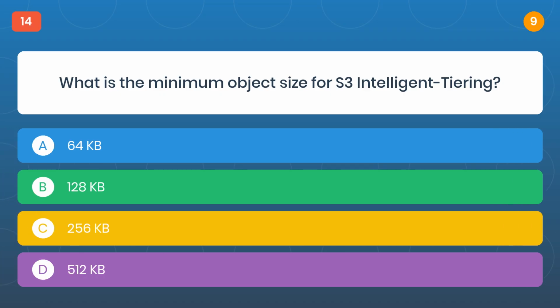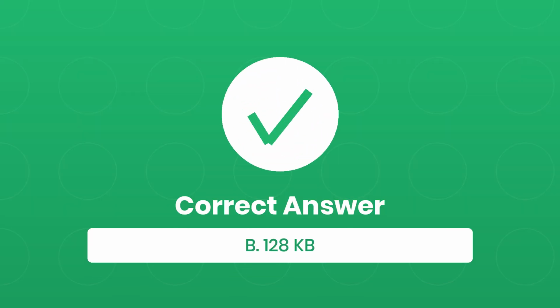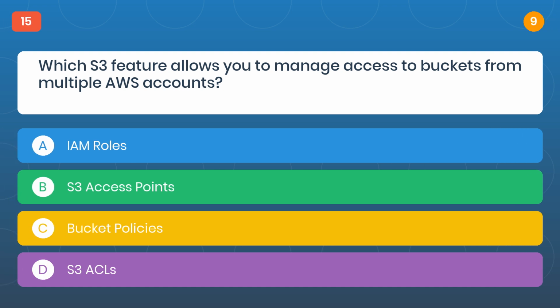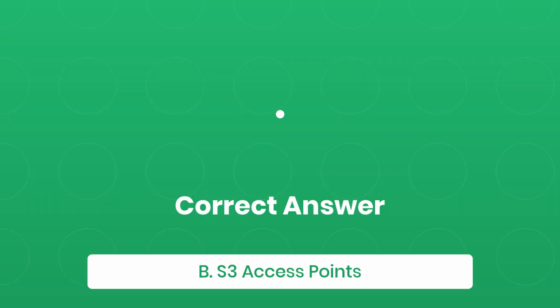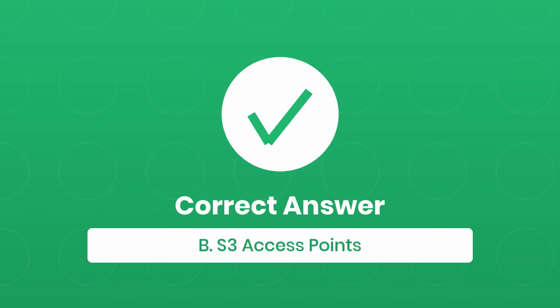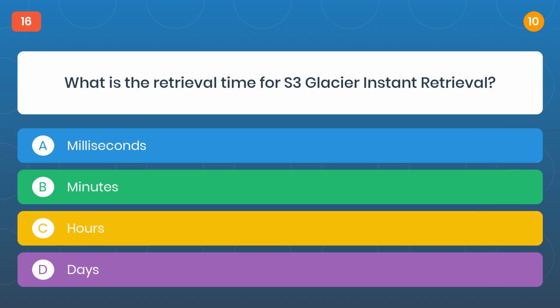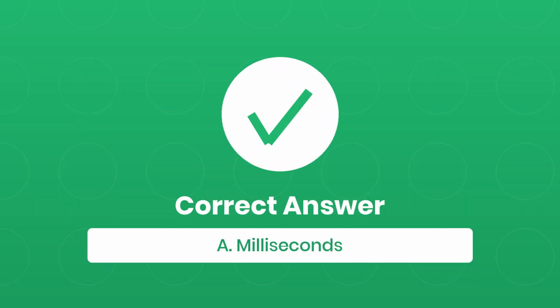Question 14. What is the minimum object size for S3 intelligent tiering? The correct answer is B, 128 kilobytes. Question 15. Which S3 feature allows you to manage access to buckets from multiple AWS accounts? The correct answer is B, S3 access points. Question 16. What is the retrieval time for S3 Glacier Instant Retrieval? The correct answer is A, milliseconds.